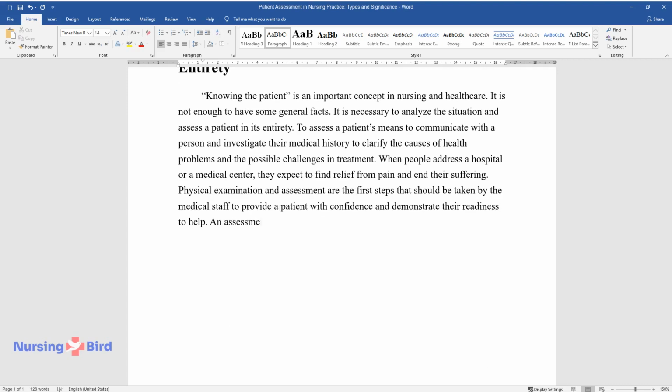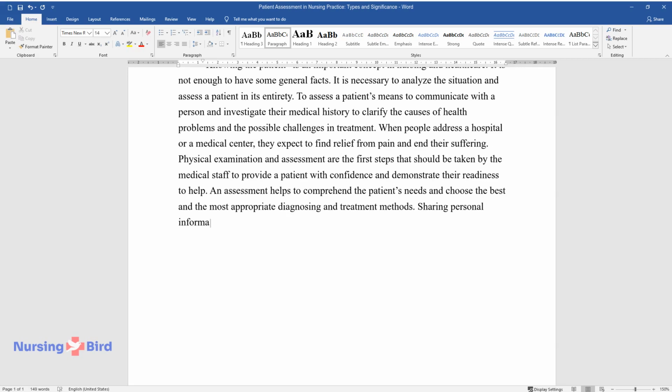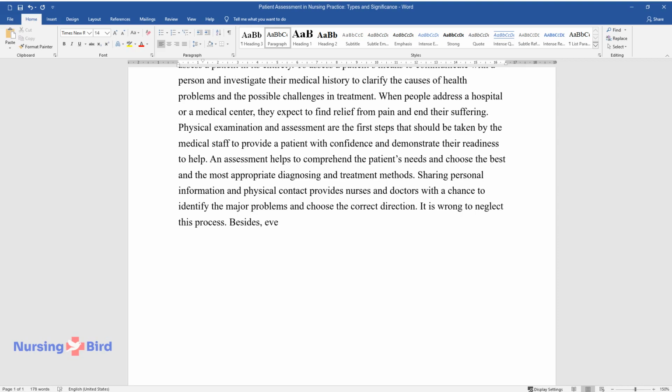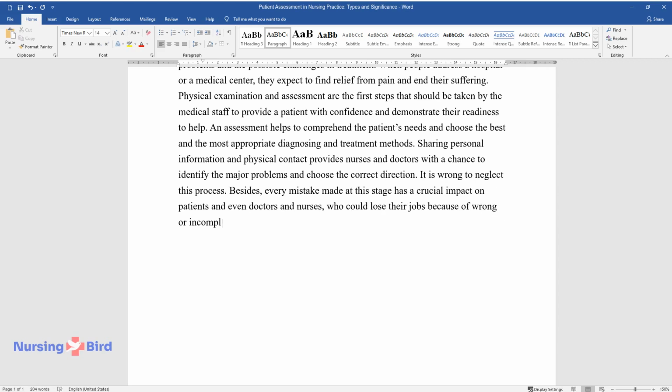An assessment helps to comprehend the patient's needs and choose the best and the most appropriate diagnosing and treatment methods. Sharing personal information and physical contact provides nurses and doctors with a chance to identify the major problems and choose the correct direction. It is wrong to neglect this process. Besides, every mistake made at this stage has a crucial impact on patients and even doctors and nurses, who could lose their jobs because of wrong or incomplete assessments.